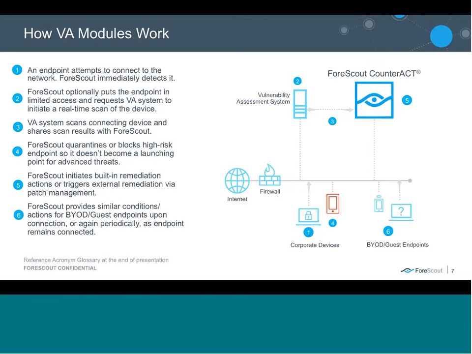Counteract takes policy-based actions on that device by either isolating it and taking mitigating actions, or if it's compliant, it'll let it onto the network. Once the mitigation has occurred and that vulnerability has been secured, Counteract can then let it onto the network. So that's really, at a high level, how we look at the VA modules and the interaction with Counteract.